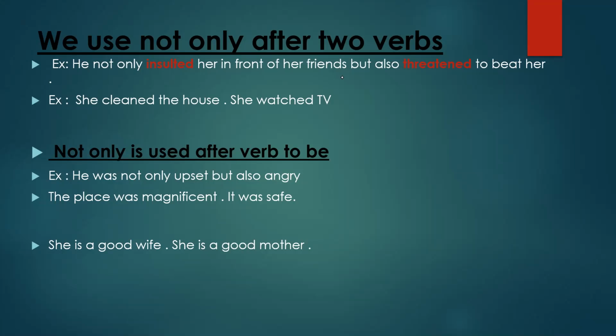So have a look here. She cleaned the house, she watched TV. I want somebody here to answer this sentence using not only.